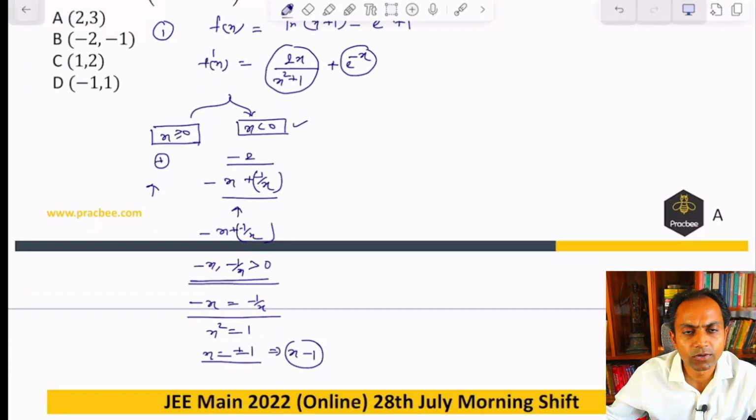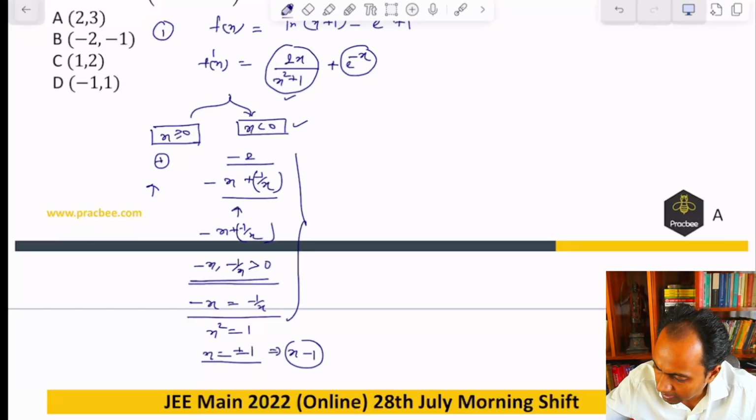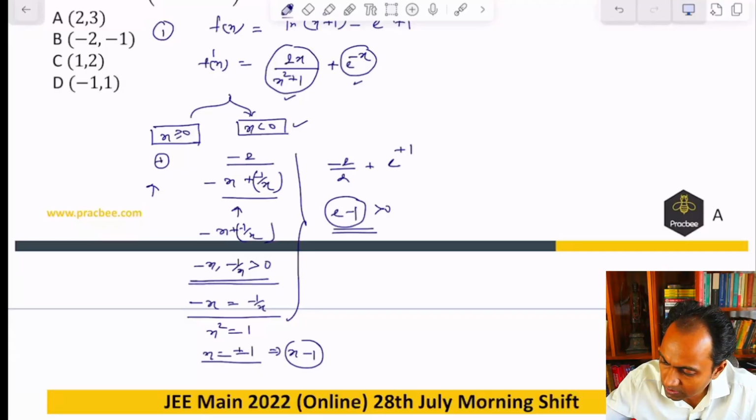So you can do this deeper analysis, but even if you don't know, you can say that the function is increasing, though it is better to do this analysis. Once you have done that, the minimum value of the first part occurs when x becomes minus 1, so that would be minus 2 by 2. On the other hand, the other part of the function becomes e, so this becomes e minus 1. Since this is greater than 0 in both scenarios, f dash of x still becomes positive here as well, and hence it is an increasing function.